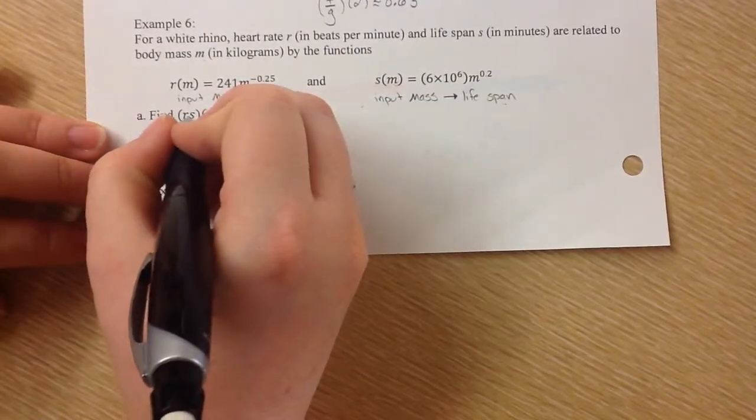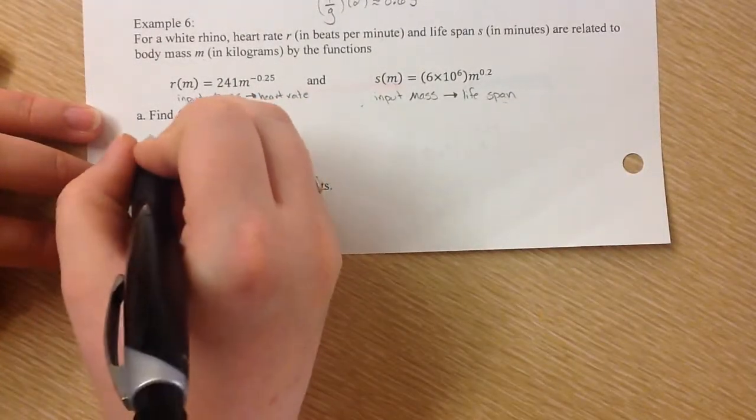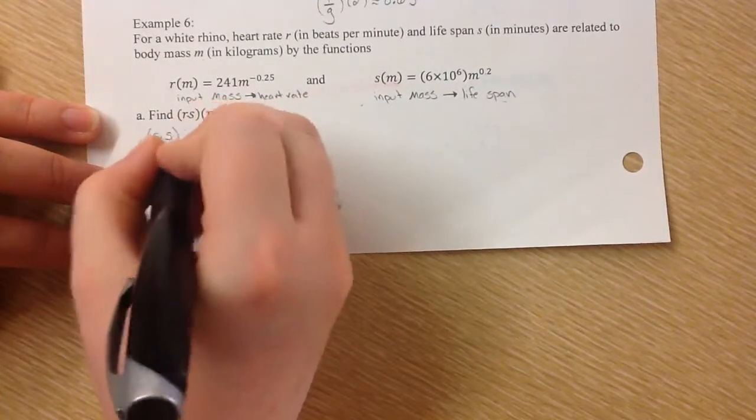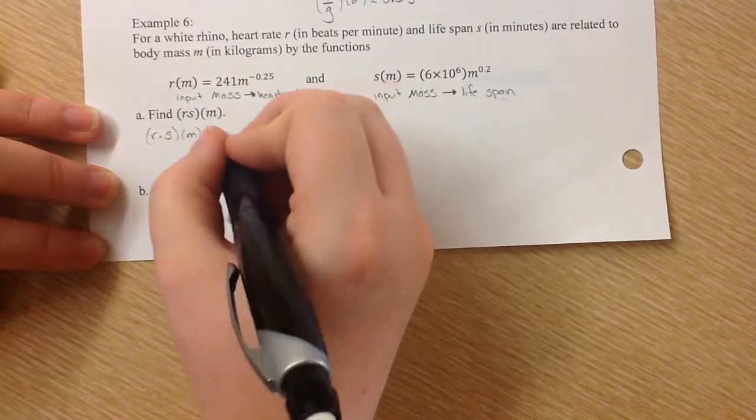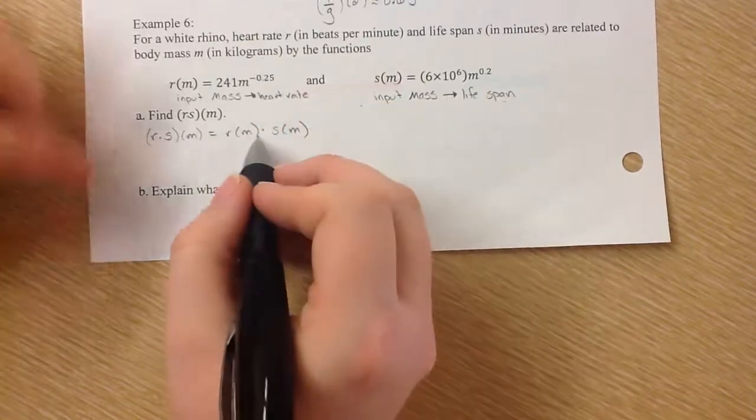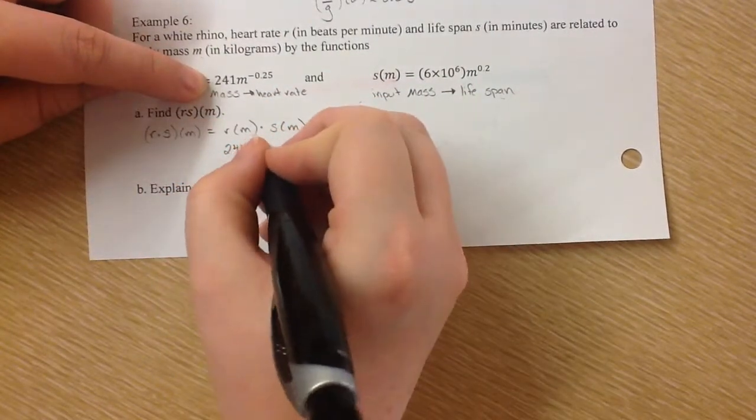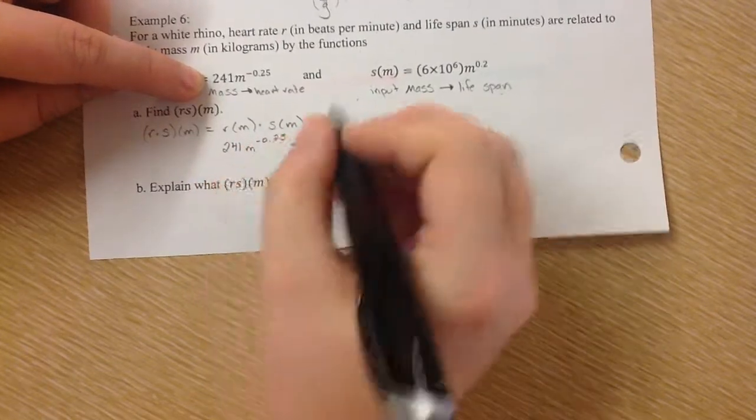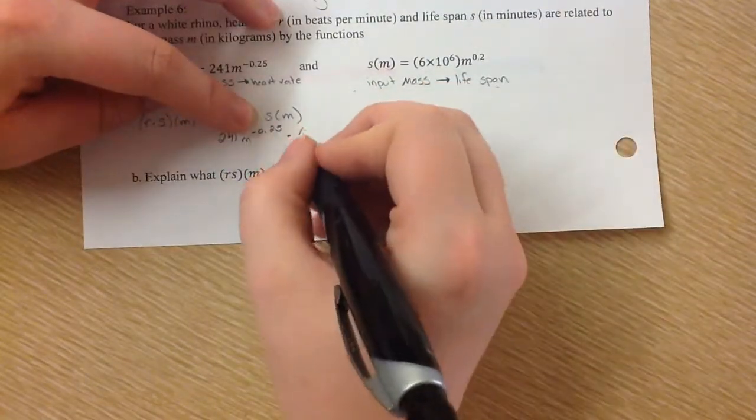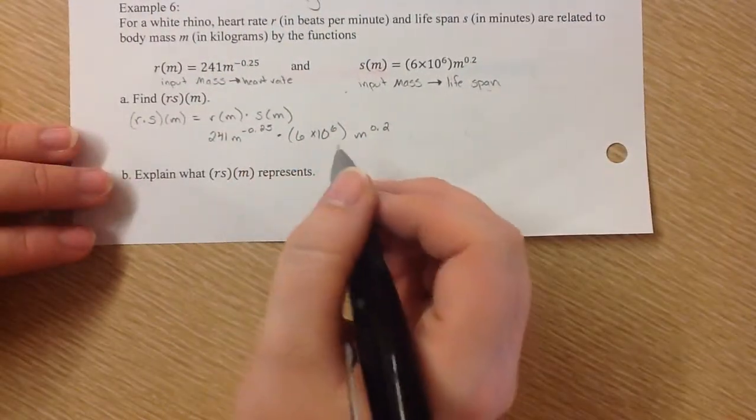So this is R times S of M. This means I want to take R of M and multiply it times S of M. R of M is this guy here, so we have 241 M to the negative 0.25 times S of M, which is 6 times 10 to the 6th M to the 0.2. This is all multiplication.